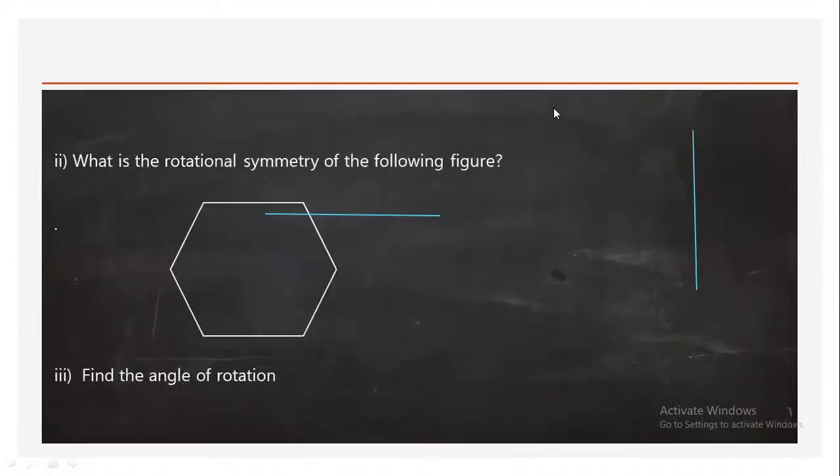Next question: what is the rotational symmetry of the following figure? What is the meaning of rotational? You can see the meaning of the word, it's hidden inside the word rotational. You can cut the same figure, the same size, then pick it to the center and rotate that figure. While rotating, how many times does it coincide? That is the rotational symmetry.